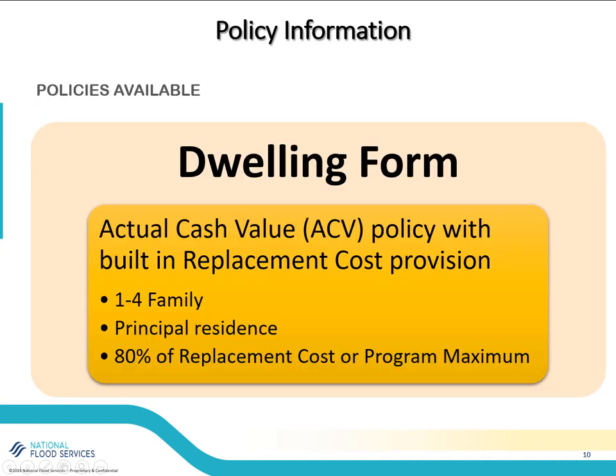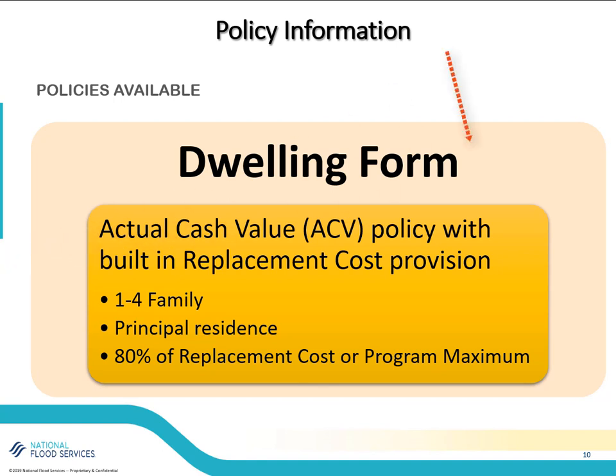The flood program has one policy called the Standard Flood Insurance Policy with 3 forms. The first is the dwelling form. The dwelling form is issued to insure a non-condominium residential building designed for principal use as a dwelling place and for 1 to 4 families or a single family dwelling. The dwelling form is an actual cash value policy with a built-in replacement cost provision.